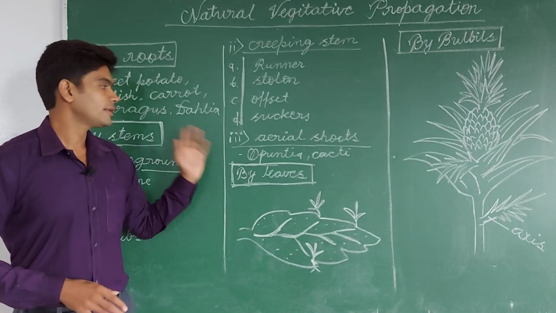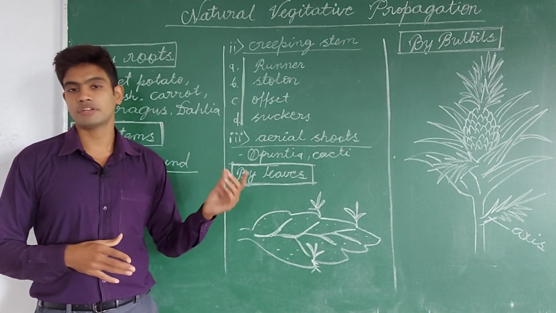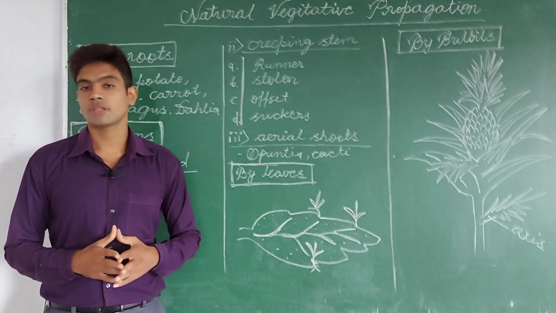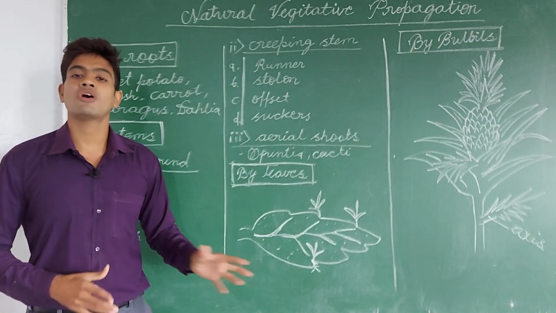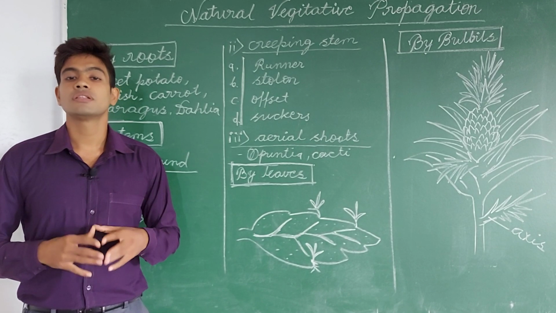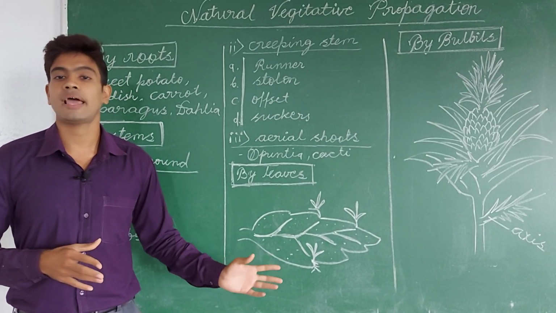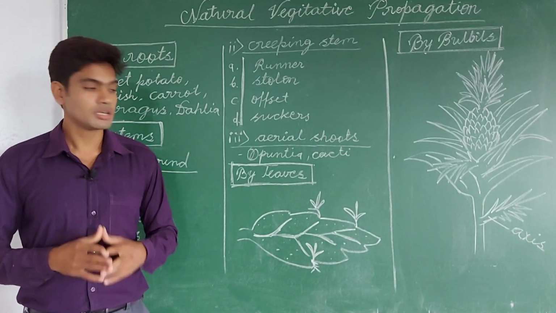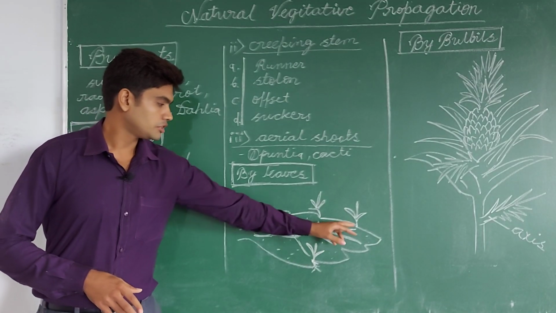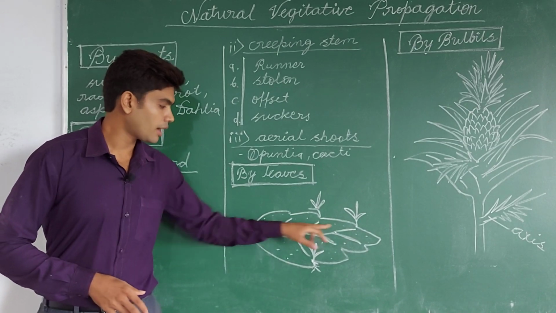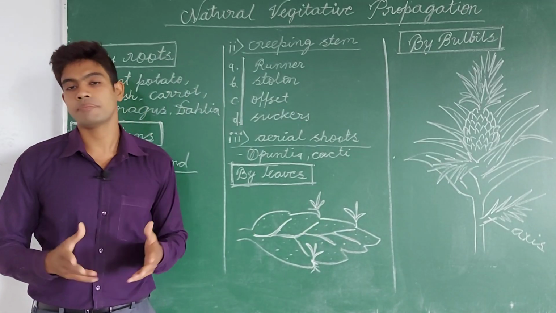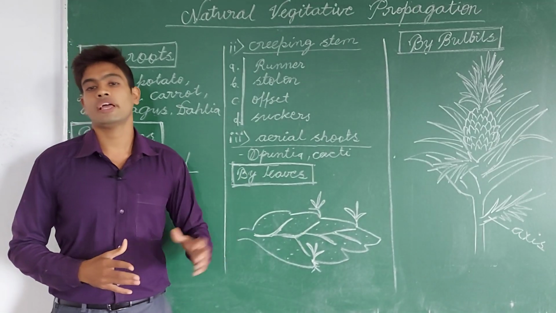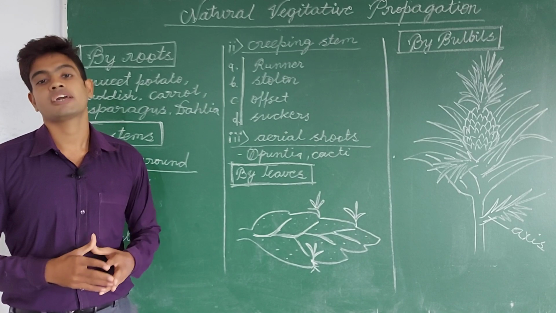Now, natural vegetative propagation after the roots and stems also occurs by leaves. The best example is the bryophyllum. When we keep the leaf of bryophyllum on damp soil, after some time the leaf buds appear in the notches of the margins of the leaf of bryophyllum. In this way, by leaves also the natural vegetative propagation takes place.